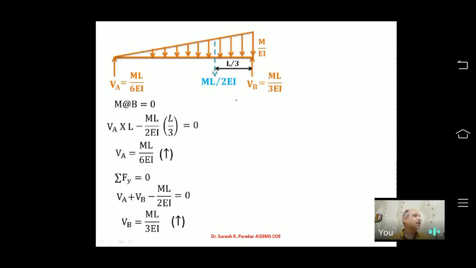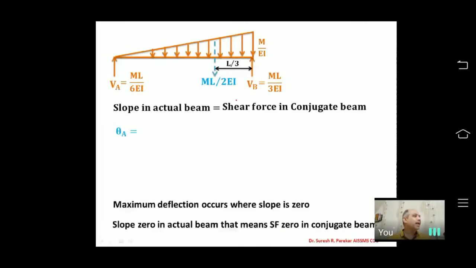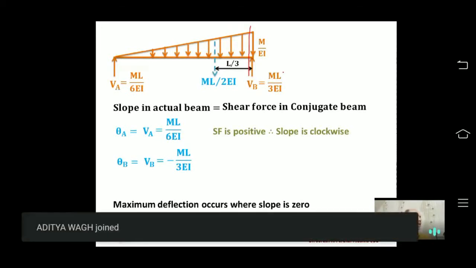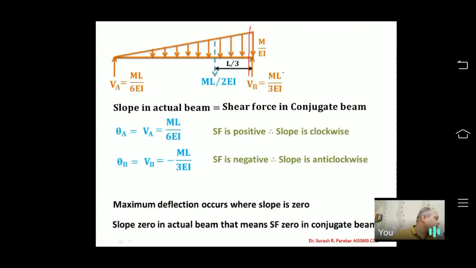So you can see slope. At A we have theta A. Now we have positive shear force, so the slope is clockwise. If we go further, then negative shear force, because again we are considering a section over here. So ML upon 3 here, and then we are going to get this value, which is anti-clockwise, because the value is minus.